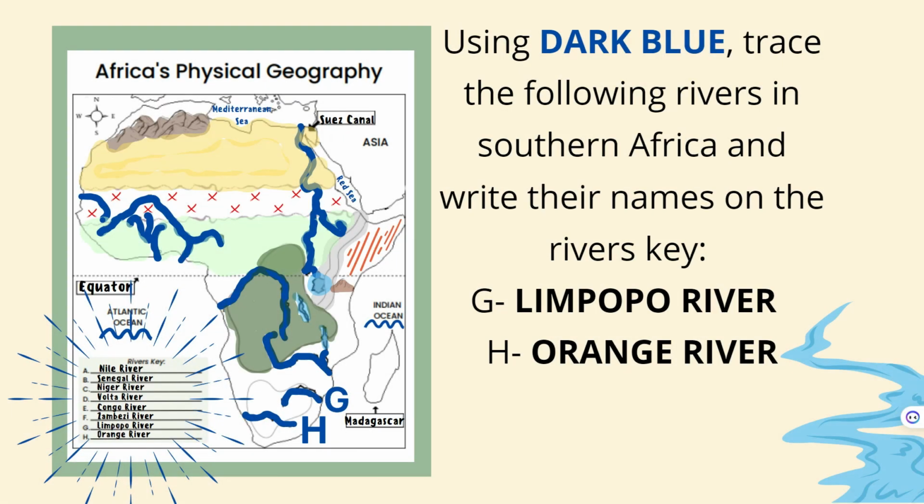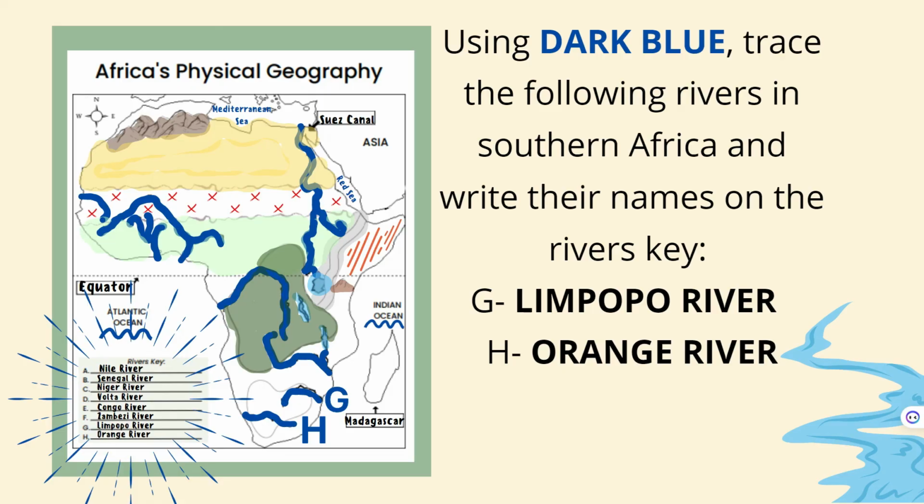Our last region of Africa is known as Southern Africa. We're going to start in this region with our last two rivers. Using our dark blue colored pencil, we're going to trace over the river labeled G and the river labeled H.